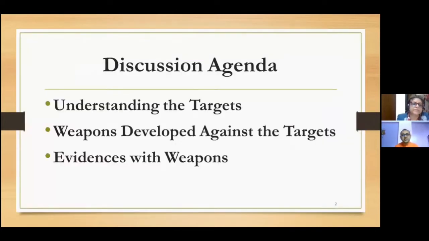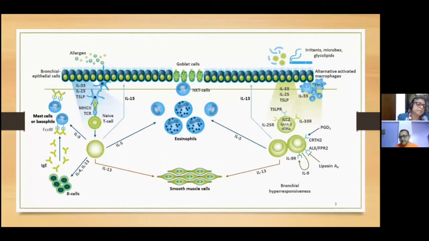So today I am going to discuss this mainly under three broad headings. Number one, we have to understand the target, because identification of the target is very important to decide what therapeutics we should choose, what weapons have been developed against the targets, and what evidence we have. First of all, one disclaimer: I am a clinical pharmacologist, so I will talk mostly about the therapeutics portion of airway allergy and biologics.